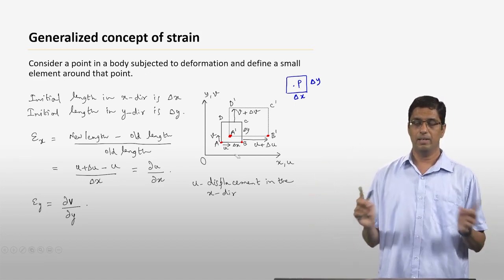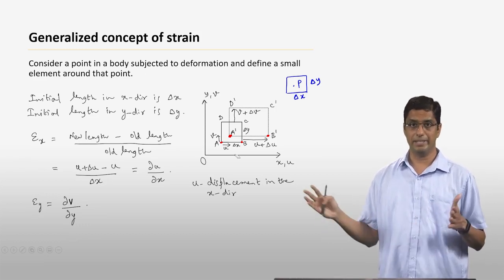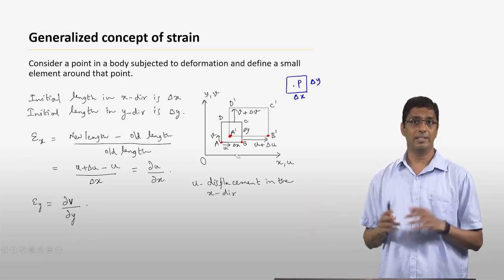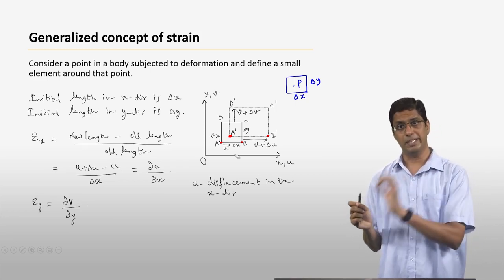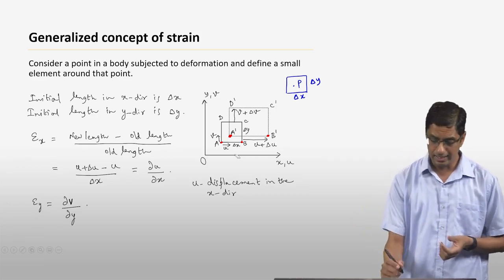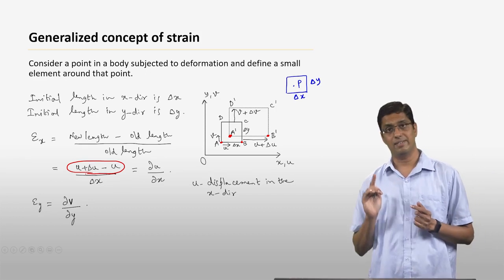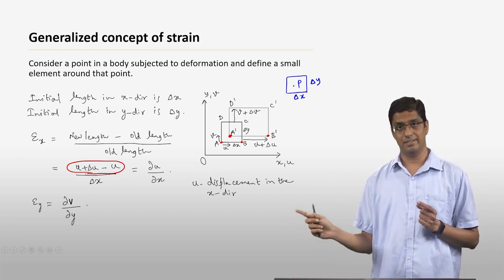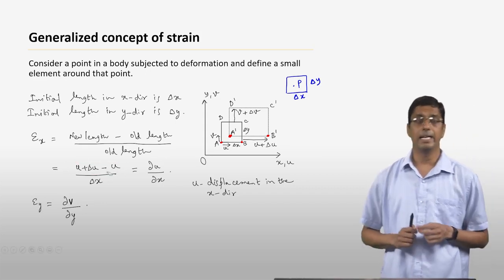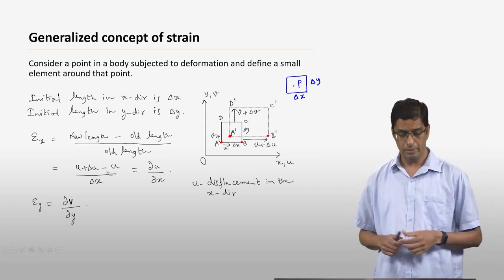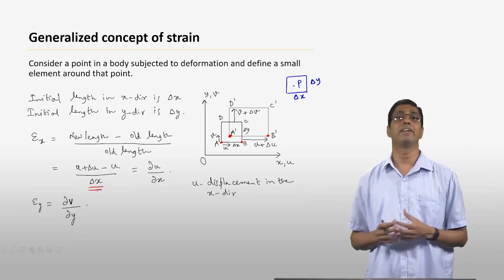u. On the other hand, if B had also translated exactly by the amount u, then the total elongation of this particular element would be 0. It would be u minus u, which is 0. The reason the elongation is not 0 is because point B has translated by a larger distance compared to point A. So the change in length is nothing but u plus delta u minus u. The initial length is delta x. So that essentially defines your strain.